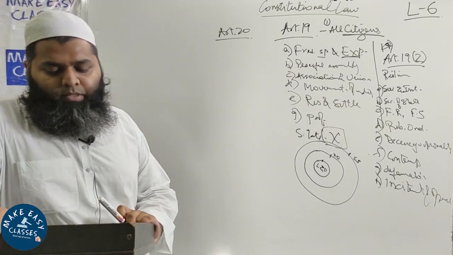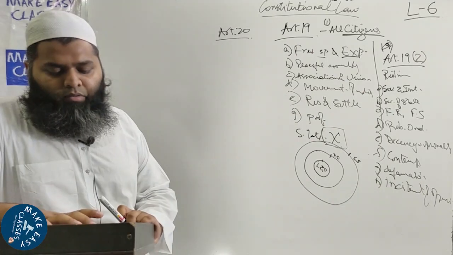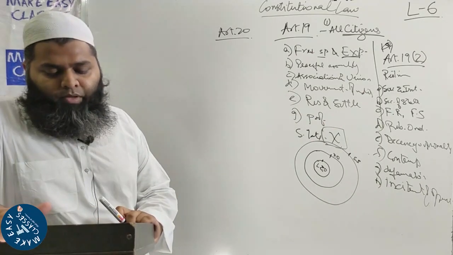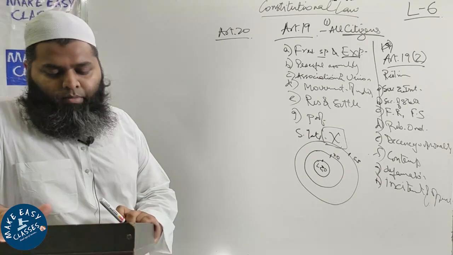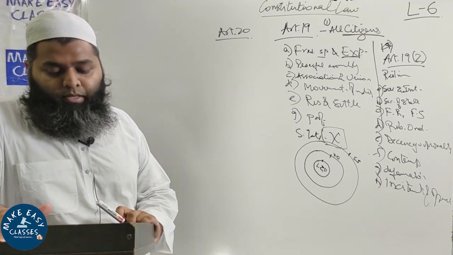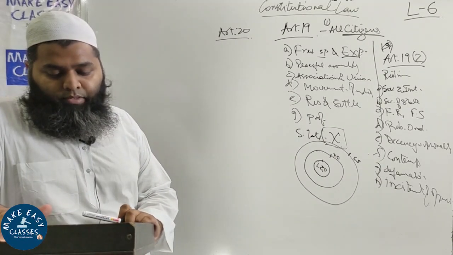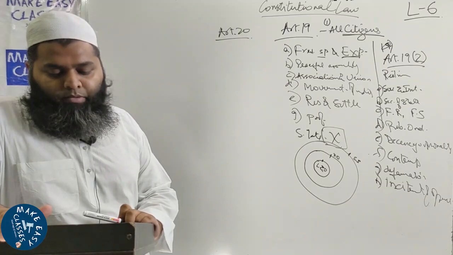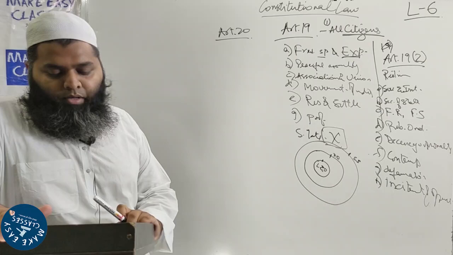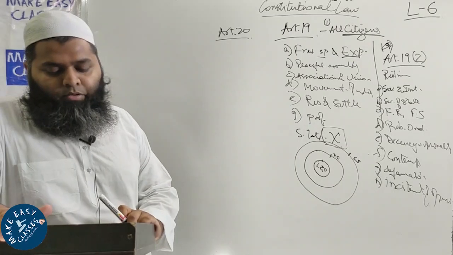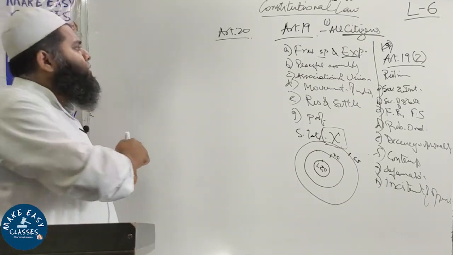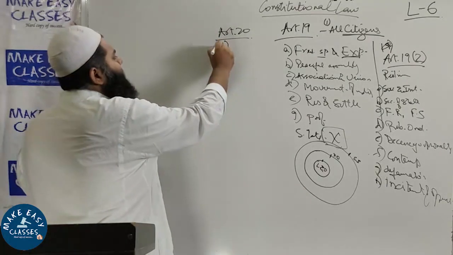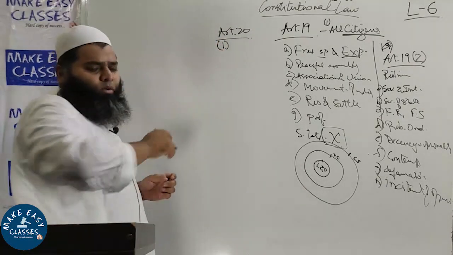Clause 1 says no person shall be convicted of any offence except for violation of the law in force at the time of commission of the act charged as an offence, nor be subjected to a penalty greater than that which might have been inflicted under the law in force at the time of the commission of the offence. मतलब ऐसा पहला जो क्लॉज है वो डील करता है एक्स पोस्ट फैक्टो.